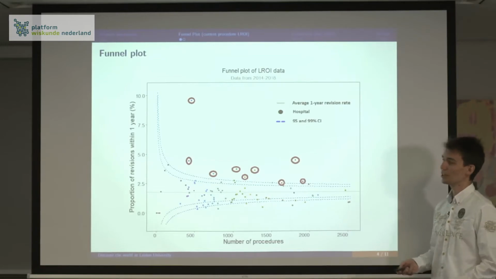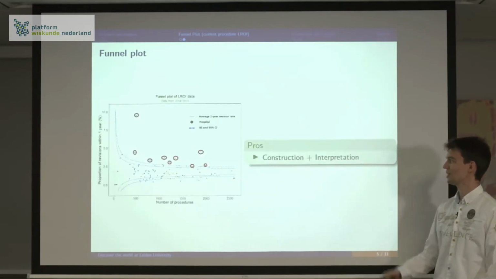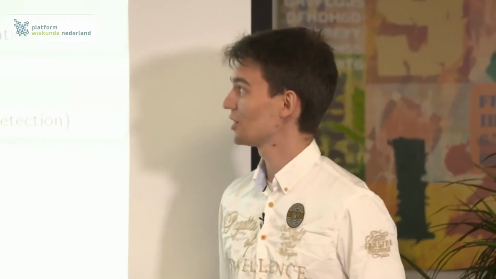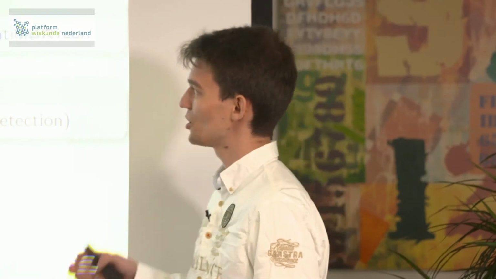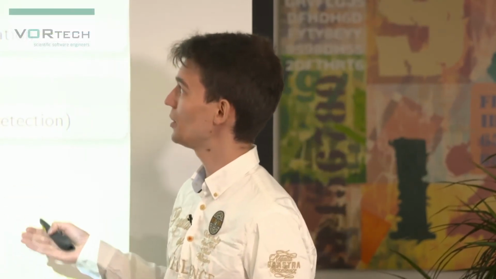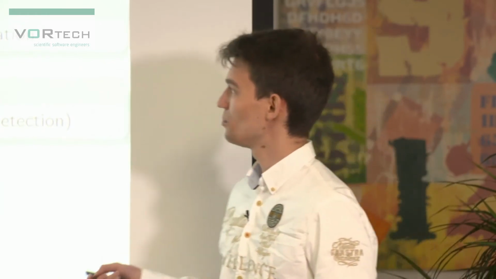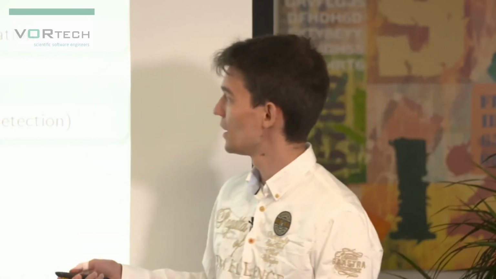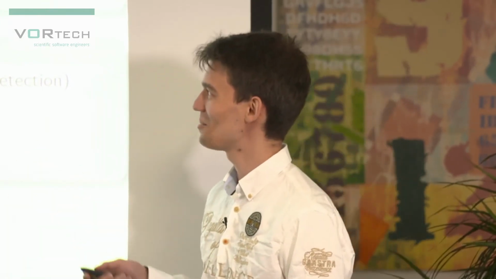All right, so what are some pros of this method? Well, it's very easy to construct and hopefully also very easy to interpret, even for laymen. What are the cons? And this is the main con. This is not a real-time method. You can only produce a funnel plot, for example, once a year or twice a year. And because of this, you always have a delayed detection because of the yearly funnel plot. Besides that, the funnel plot has a lot more problems, but I won't go into detail on them because I don't have the time for it.